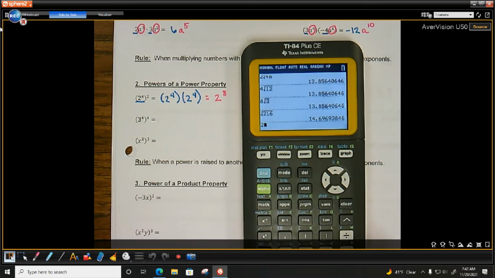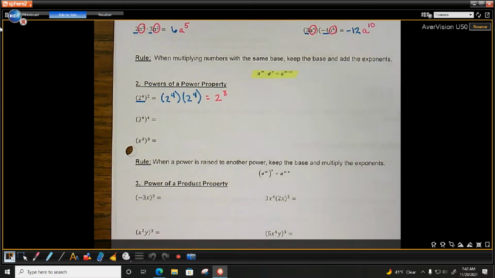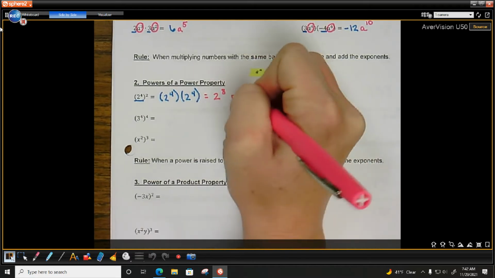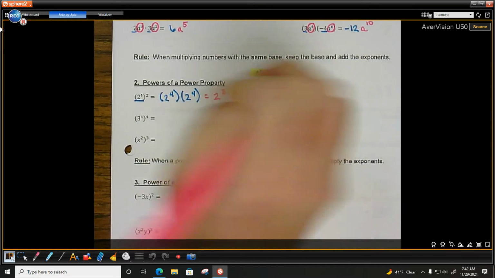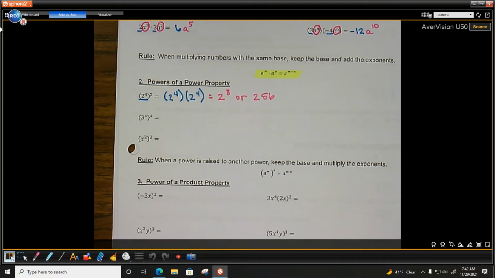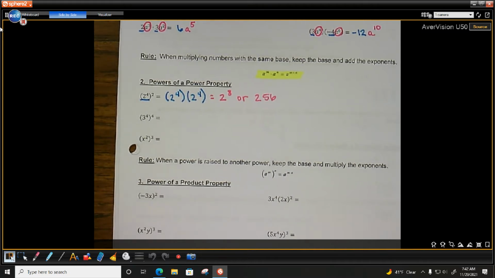Two raised to the 8th power. And we get 256. Would I accept either of these as correct answers? Yes, I would. Okay. Look at the next one.